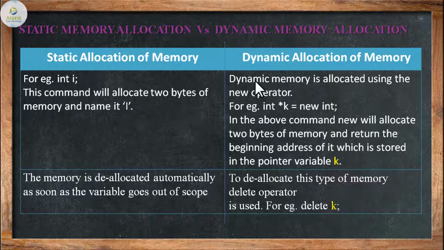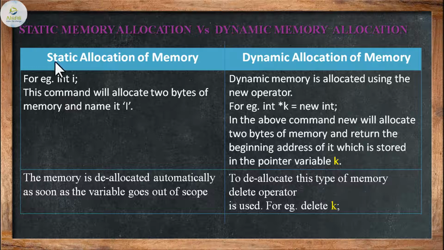Whereas the dynamic memory allocation is allocated using the new operator, just now what we have discussed, using the new and delete operator. Example, int *k is a pointer where the new operator will allocate memory space of integer type, and the very first byte address will be stored under the pointer k. So in the above example, the new operator will allocate 2 bytes of memory space and return the beginning address of it, which is stored in the pointer variable called k.